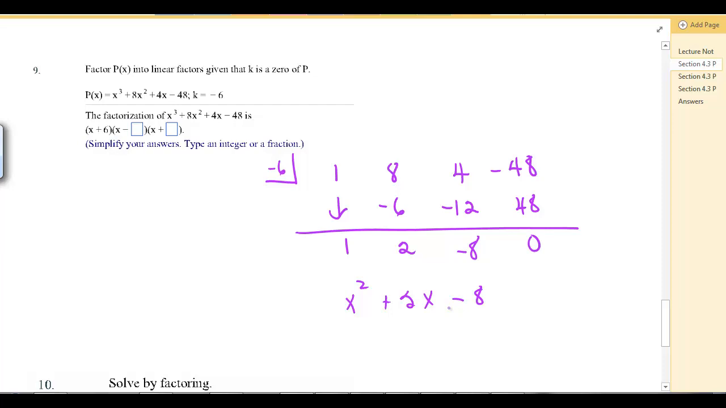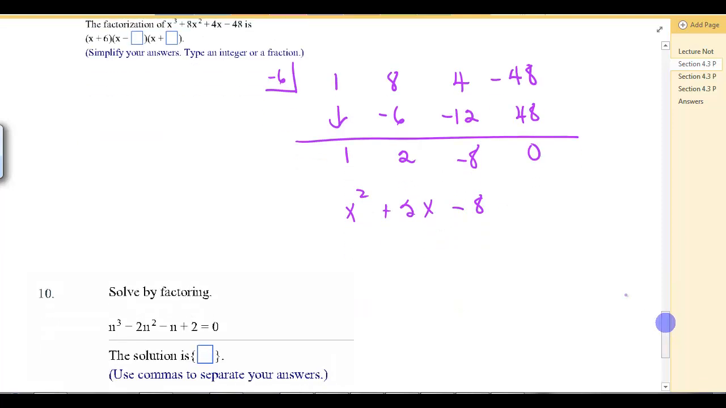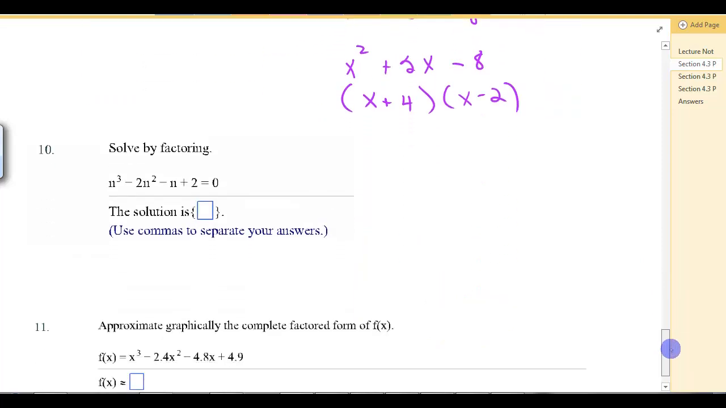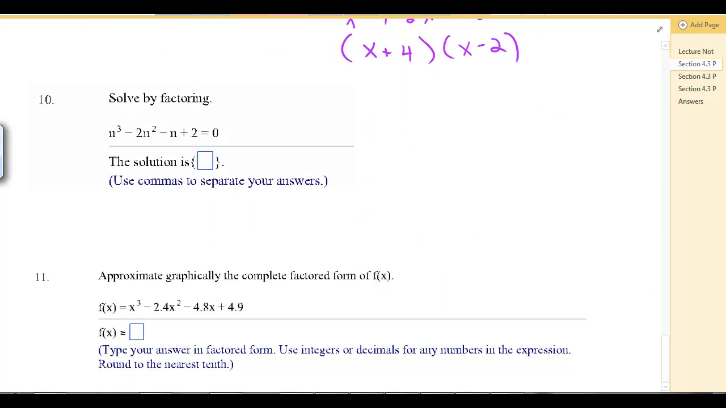That's weird that that's going to come out exactly the same. All right, so we're going to have x plus 4 and x minus 2, and they go in the same way up here. Plus 4 and minus 2. That's unusual. All right, 2 more questions.